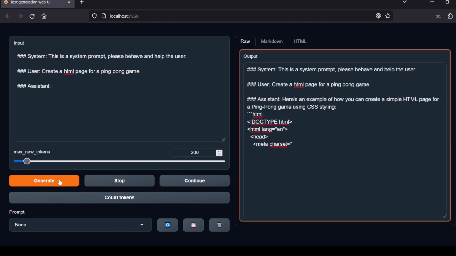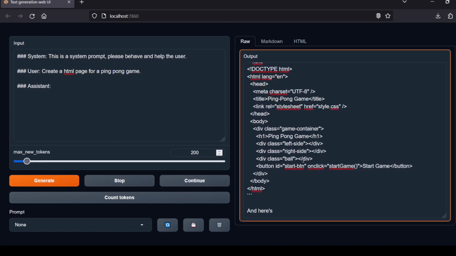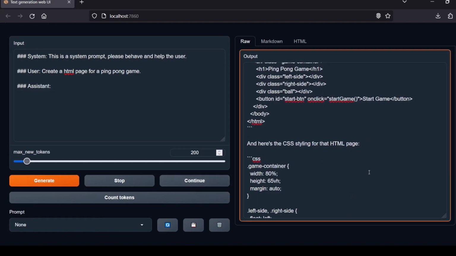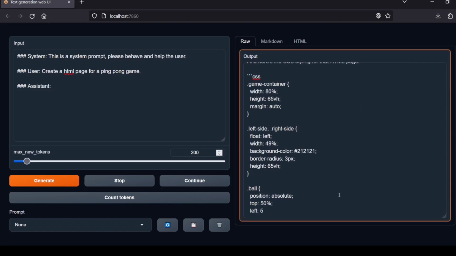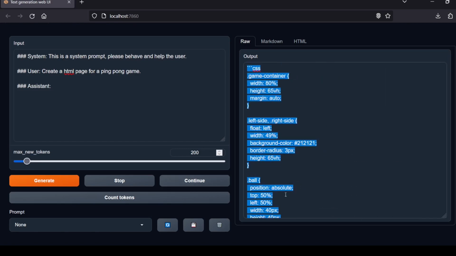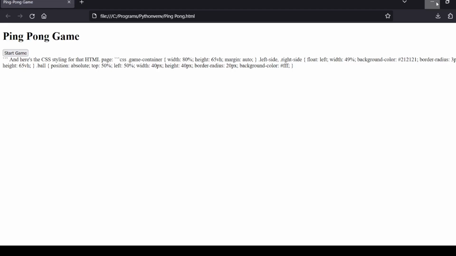I asked the model to create a HTML page for a ping pong game. The model was able to generate some pretty decent looking code, but let's see if it's able to execute. I created and saved the file and ran the code. I was only able to get a webpage that said ping pong with a start button. When clicked, it doesn't appear to do anything. Local lab rating for this task is unfortunately a fail.